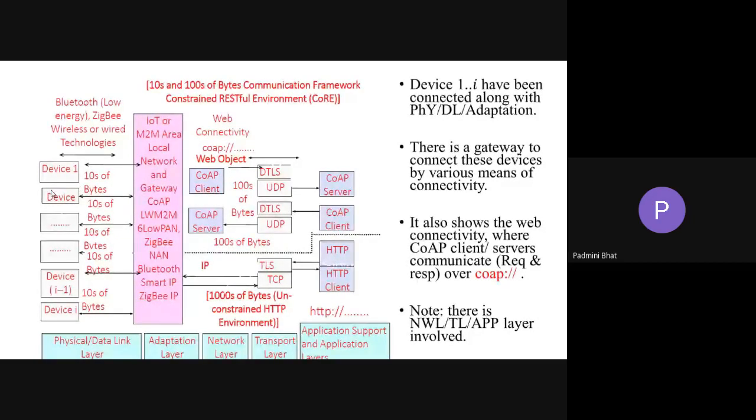See, these are the devices for IoT. This is especially for IoT or M2M I'm talking about. These are the devices. So what is the maximum? Tens of bytes. Each one can at the max send tens of bytes. Only low power is consumed. So Bluetooth, Zigbee, wireless, wired, anything you can use here. Now this is the IoT or M2M local network. Gateway. In this, many application softwares are there.